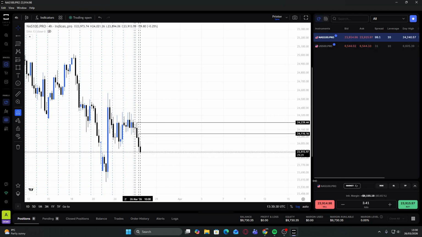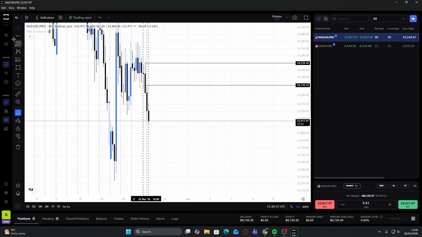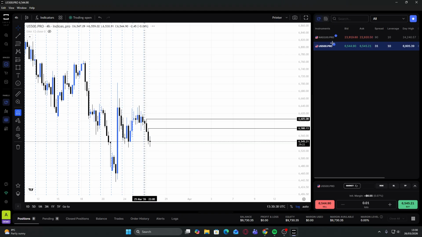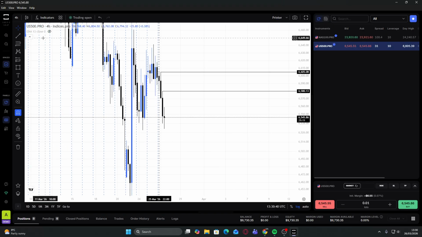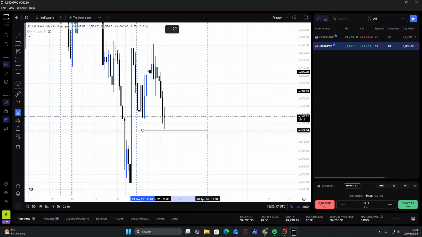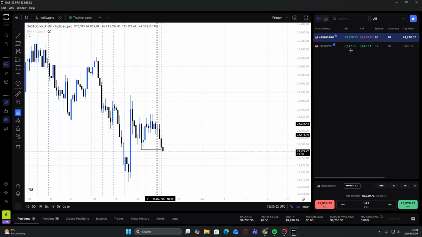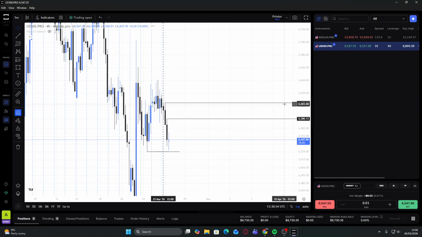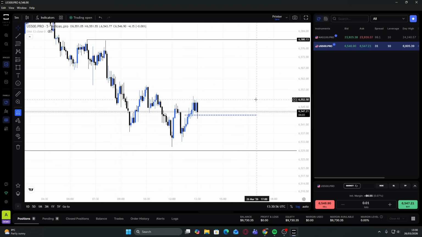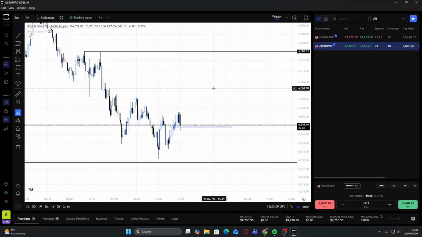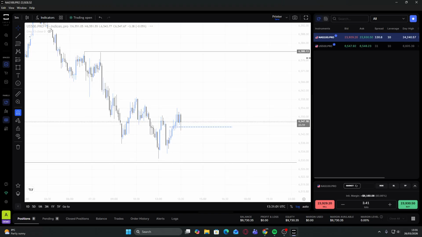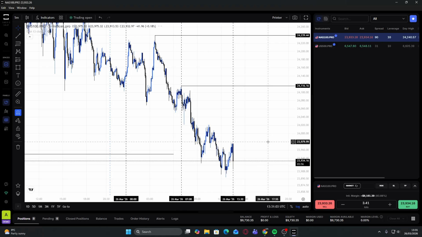Oh, SMT at the low as well. There's SMT somewhere down here, but I don't think that will hold. I don't think SMT will hold. Just mark it on the sweep. So we're holding this 15 minute on the US for the minute. Oh, the Nasdaq decides to go lower.